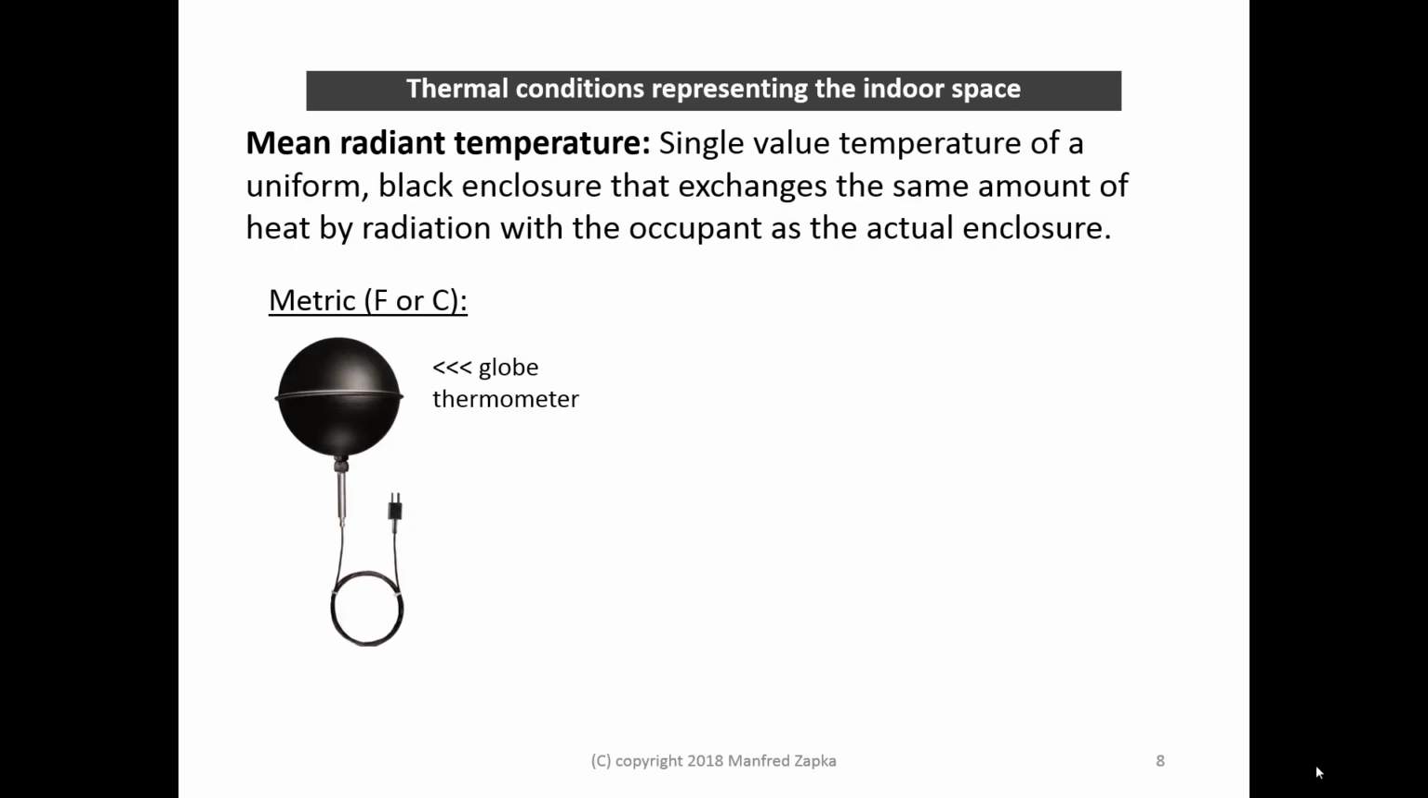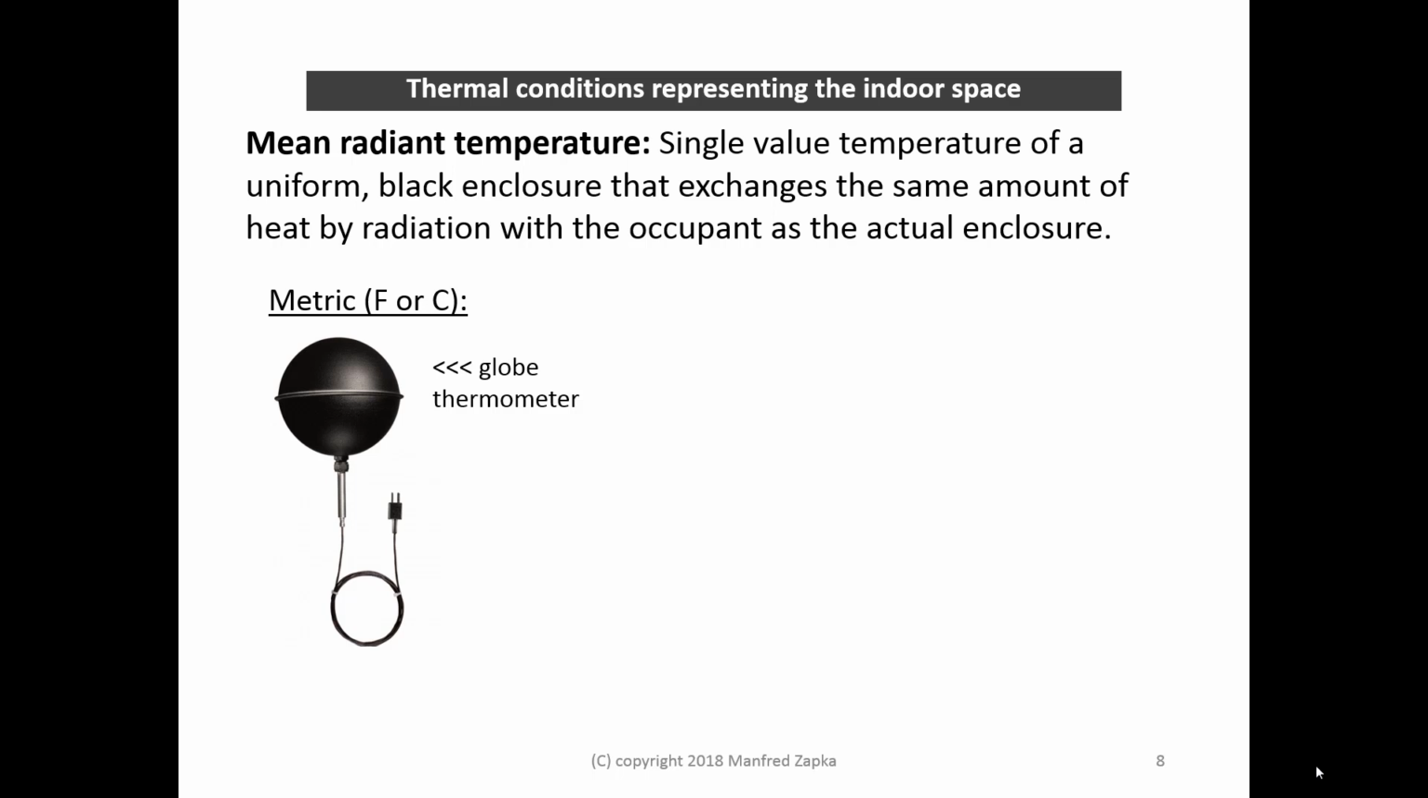The next one is a little bit more complicated. It's the mean radiant temperature. And the mean radiant temperature is an approximation and really helps us very much to define the radiant heat transfer processes in the room. Because the mean radiant temperature is actually a single value temperature of a uniform black enclosure that exchanges the same amount of heat by radiation with the occupant as the actual enclosure. That's some kind of a wording here.